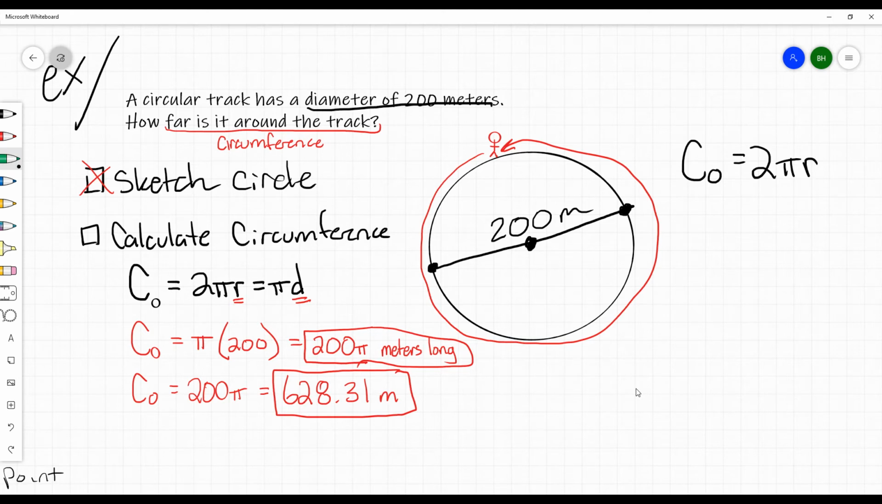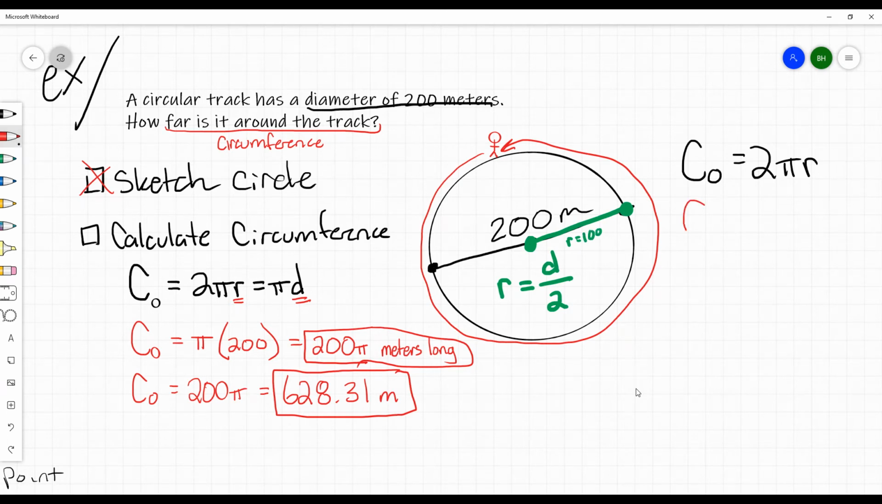Now, if you recognize that the diameter is the distance across the circle through the center, you can assume that the radius equals the diameter cut in half. Right? Half of the diameter is going to equal the radius. So if the whole thing is 200 meters, that means that the radius is going to equal 100 meters.